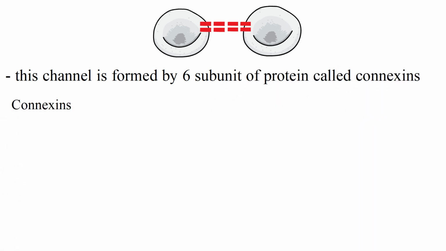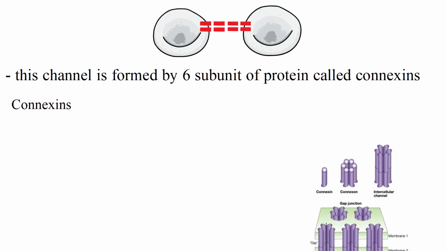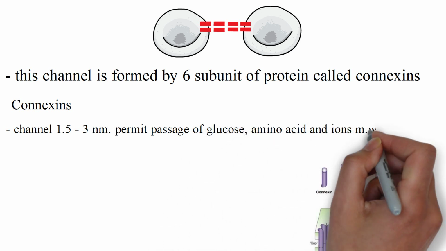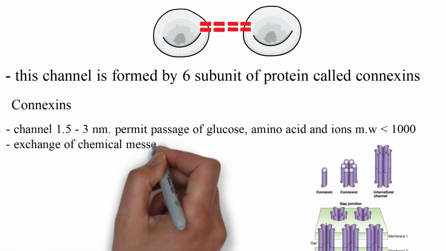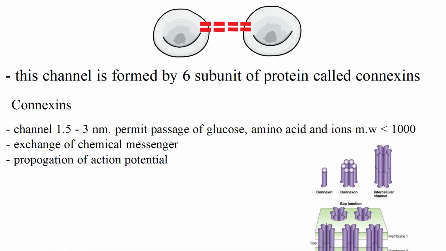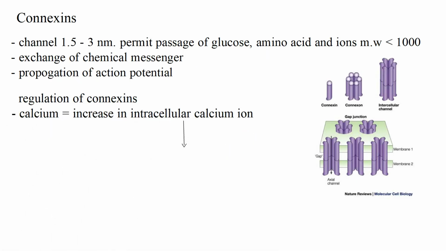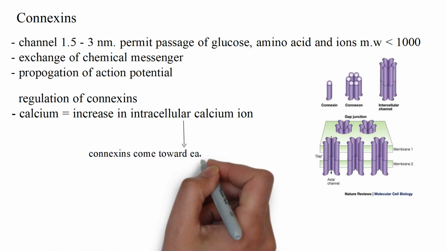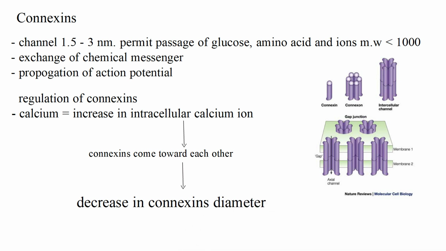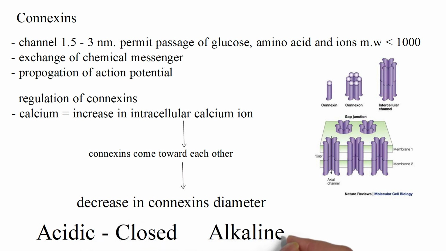As you can see in the image, six molecules of connexin fuse together and form intercellular channels. This channel allows the passage of glucose, amino acids, and ions. It also allows the exchange of chemical messengers. It also allows the propagation of action potential. Regulation of connexin. If there is an increase in intracellular calcium ions, then it will cause a decrease in the diameter of connexin and it will not allow the passage of molecules. On the other hand, acidic environment causes closure of this channel and alkaline environment causes opening of these channels.